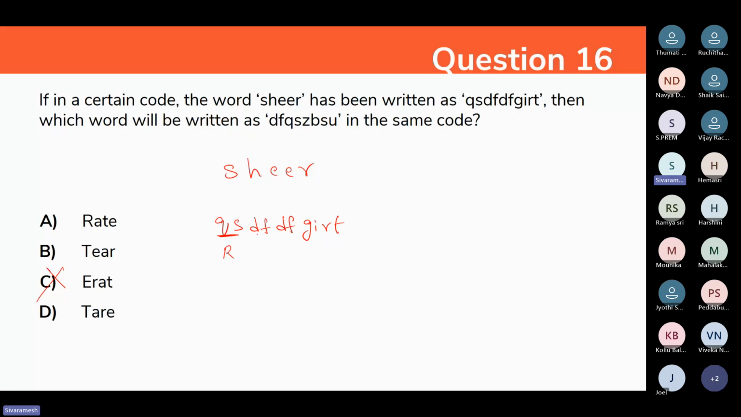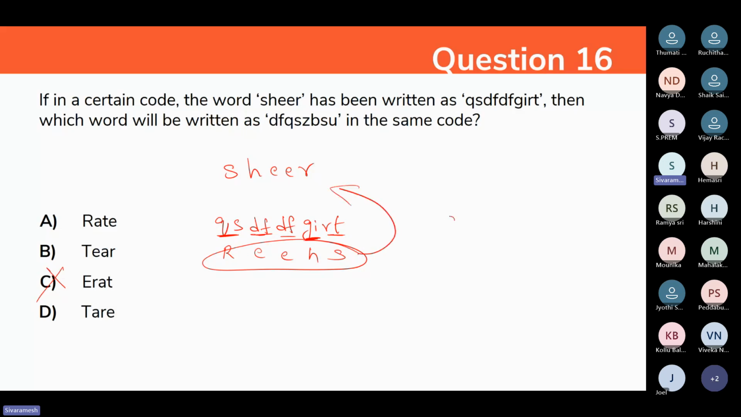R, correct? Now D and F, what letter is in between? Between D and F we have E. Even here also we have E. G and I, we have the letter H. R and T, we have the letter S. Now if you observe, the letters in between are R, E, E, H, S. If you reverse this word, you will get shear, correct?